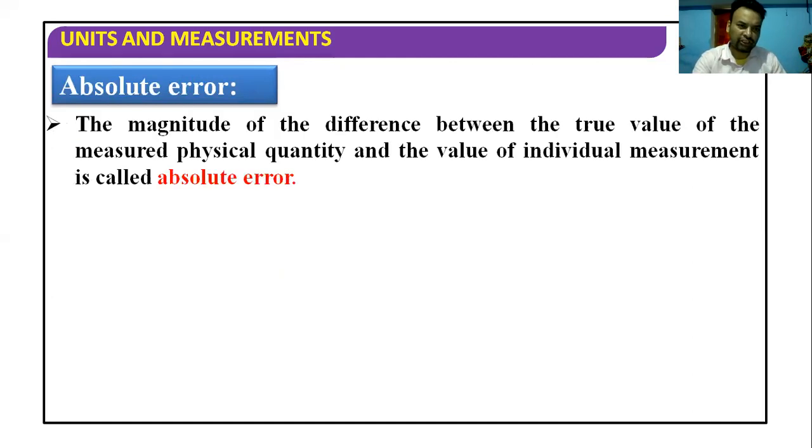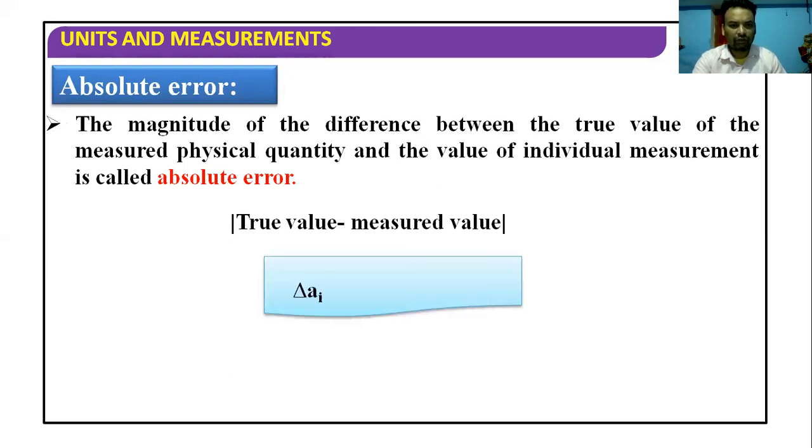Now we take the first type of error, which is called absolute error. Absolute error is the difference of the two values. First is called the true value minus the measured value. So true value minus measured value will give me the absolute error.